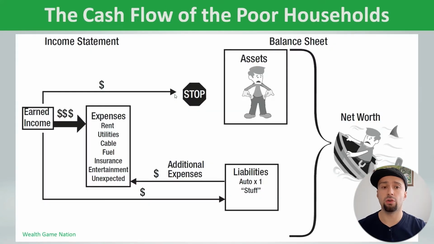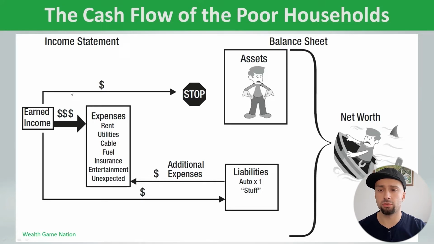First, this is a cash flow of the poor household. If you remember from a moment ago, we have the income statement and balance sheet. For simplicity purposes, there is no cash flow statement here. If you look at the earned income, the majority of the earned income goes towards expenses. The poor households have rent, utilities, cable, fuel, insurance, entertainment, and other unexpected expenses. Some of their earned income goes to liabilities such as cars and other stuff. Those liabilities then create additional expenses, which then come into what we said previously, unexpected expenses.